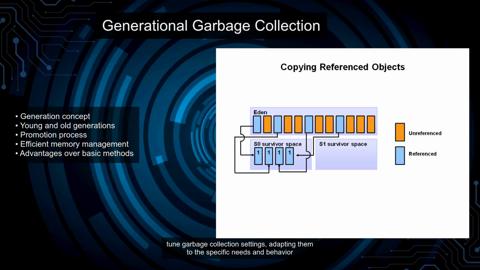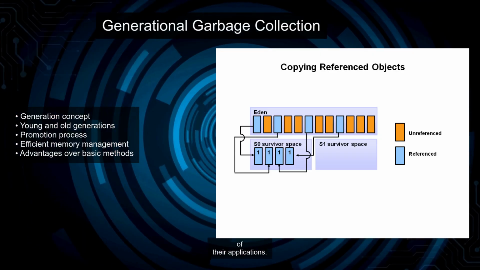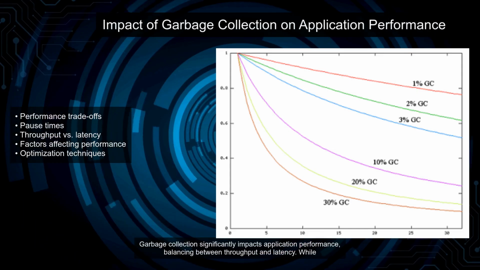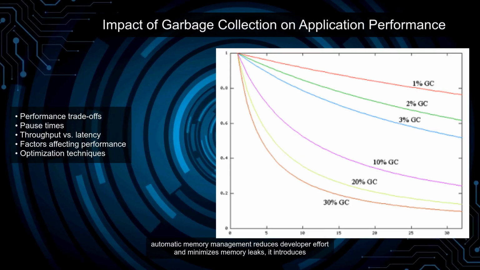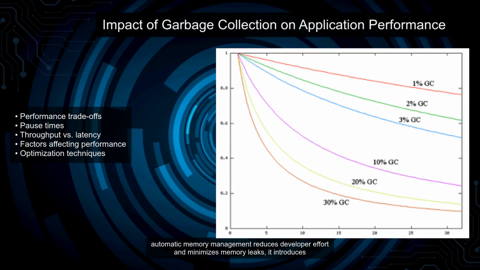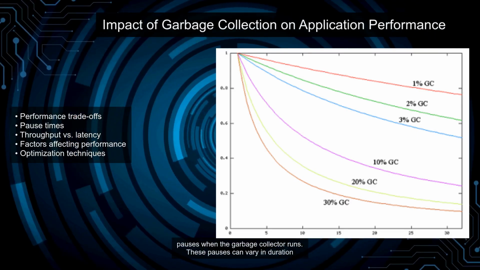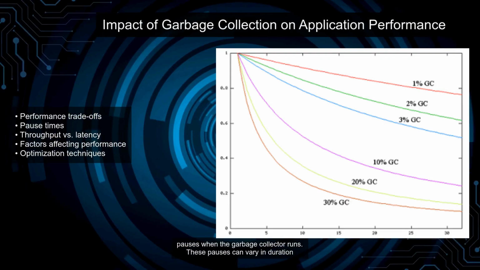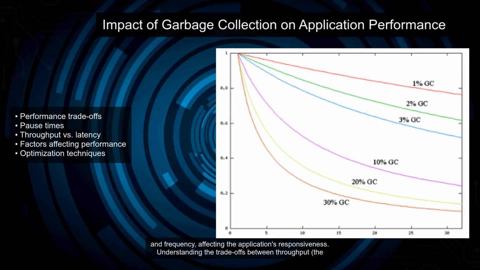Understanding this process allows developers to better tune garbage collection settings, adapting them to the specific needs and behavior of their applications. Garbage collection significantly impacts application performance, balancing between throughput and latency. While automatic memory management reduces developer effort and minimizes memory leaks, it introduces pauses when the garbage collector runs. These pauses can vary in duration and frequency, affecting the application's responsiveness.